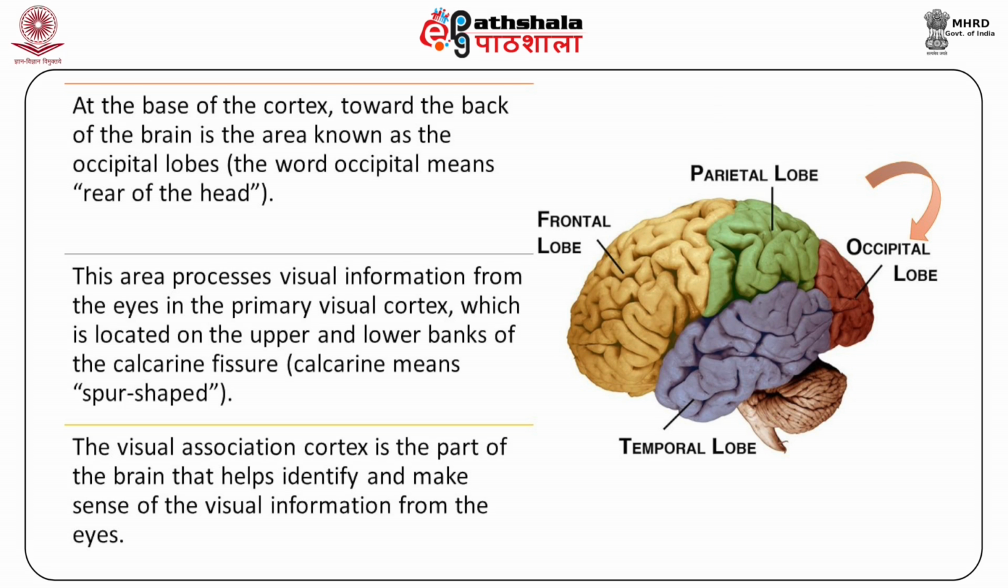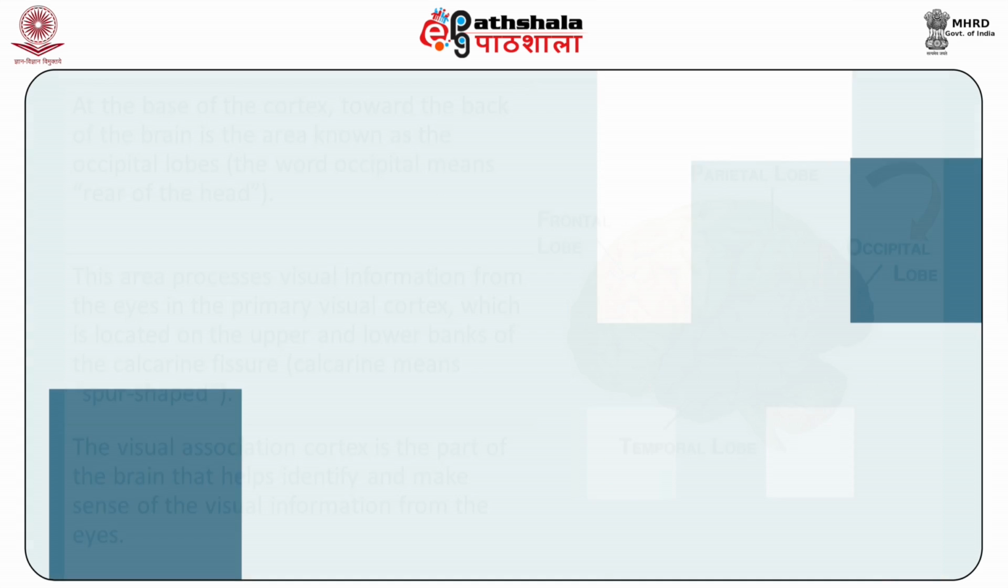This area processes visual information from the eyes in the primary visual cortex, which is located on the upper and lower banks of the calcarine fissure. Calcarine means spur-shaped. The visual association cortex is the part of the brain that helps identify and make sense of the visual information from the eye. Each area of the cortex has association areas that help people make sense of the sensory information.